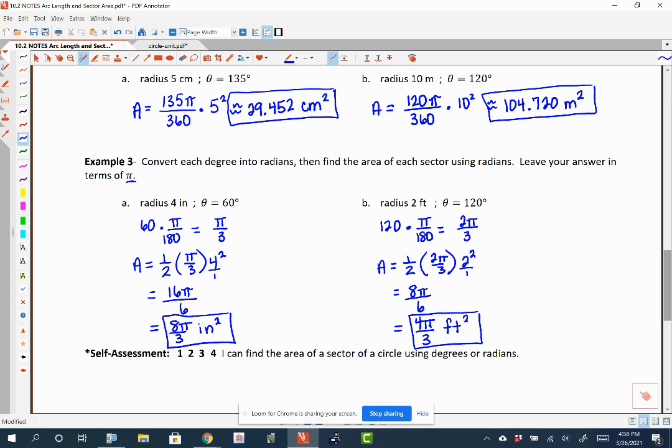All right, so go ahead and self-assess. How do you feel about finding the sector area now, and also just still computing that arc length?